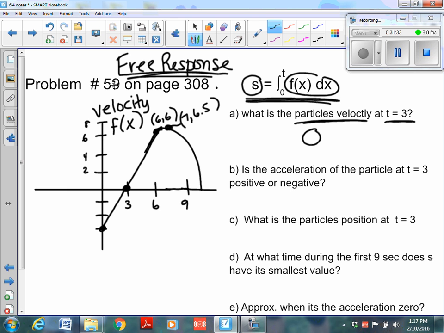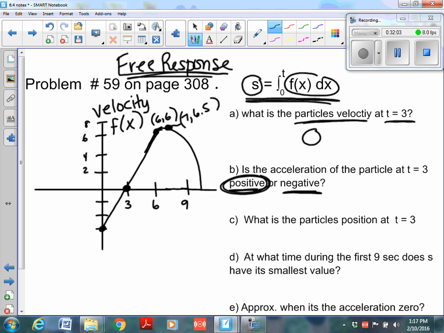Okay? Now they're asking you about the acceleration. Isn't that the derivative of this graph? Is the acceleration of the particle at t equals 3 positive or negative? Kind of a slope there at the 3 marker. Is that a positive or a negative slope? Positive. I'm just going to circle it. But if you don't know what kind of graph it is, you could get all of these wrong on the test, and this is worth 9 points on the test. So if you don't know what kind of graph it is, you could be really lost.